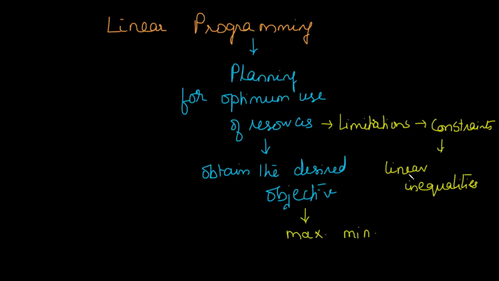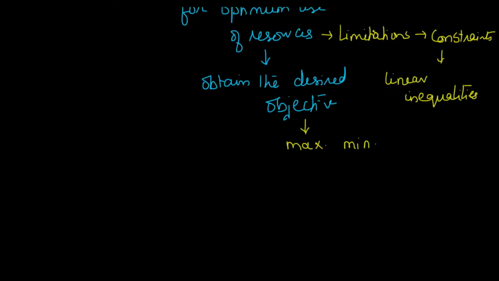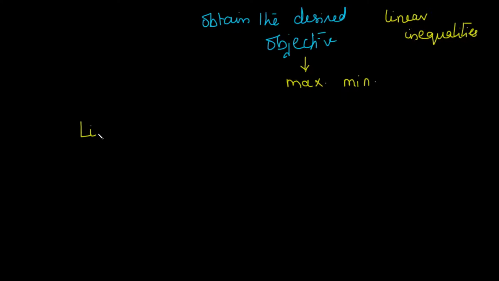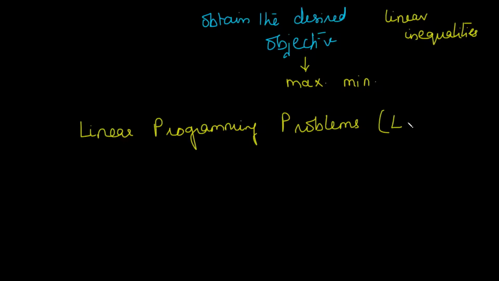And since we are using linear inequalities, the variables will have degree 1 at the most. If the variables are x, y, etc., we will never have x square, x cube, y square, y cube. We will only have x or y. And therefore, the name of the method is linear programming. So we are going to deal with problems which are known as linear programming problems, or in short, LPP.